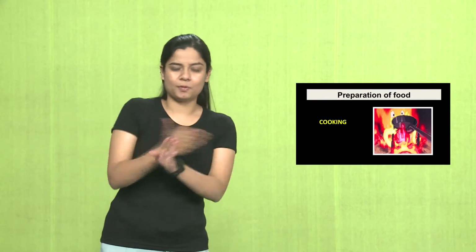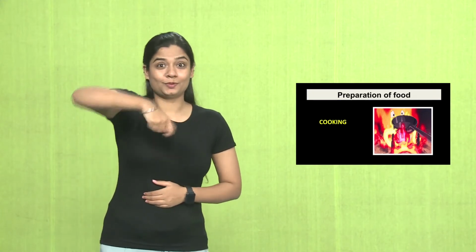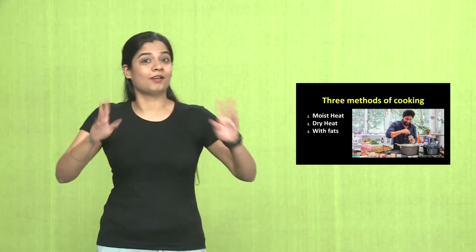Once the preparation is done, we have to quick cook the food. We do the pre-preparation and then cook the food. We must always remember that the action of heat is termed as cooking. Heat is always needed for cooking. There are 3 methods of cooking. Let me explain the 3 of them.